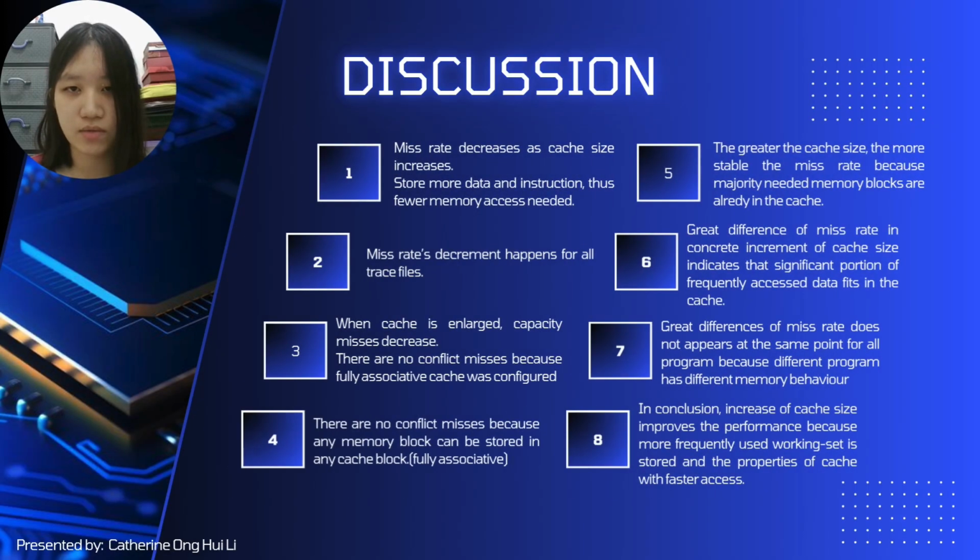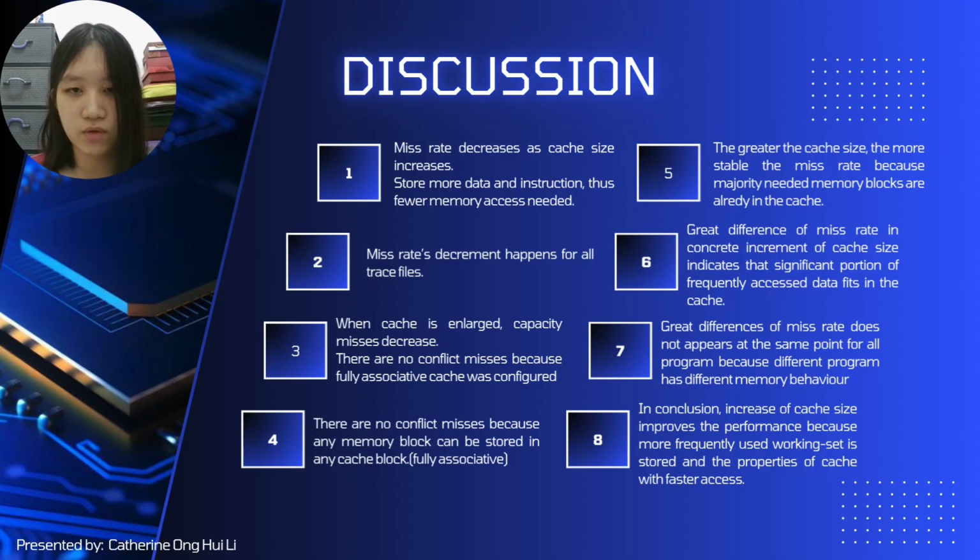We will now discuss the result of configuration in SMP cache. First, miss rate decreases as cache size increases. This is because it stores more data and instructions, thus fewer memory accesses are needed. Second, miss rate decrement happens for all trace files. Third, when cache is enlarged, capacity misses decrease. And there are no conflict misses because a fully associative cache was configured.